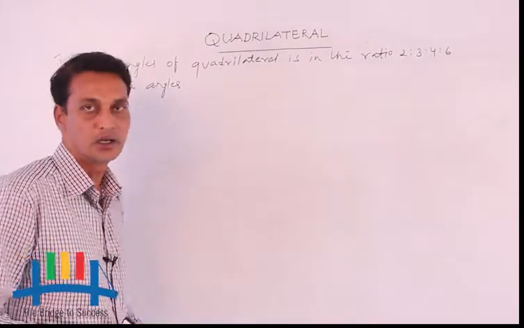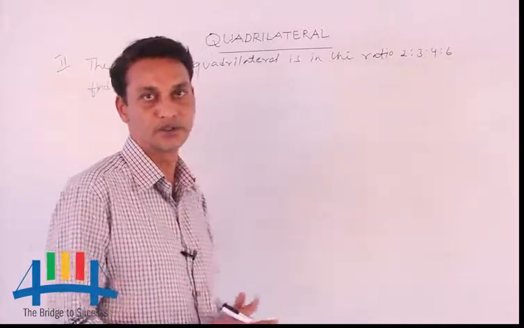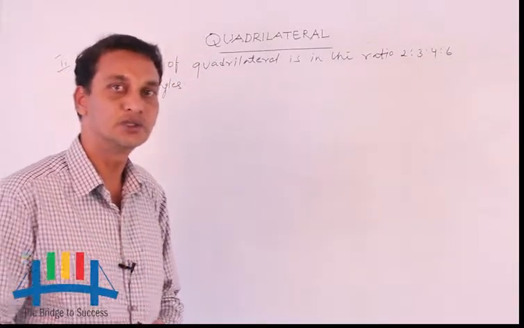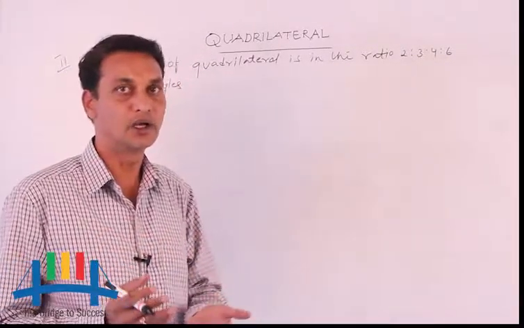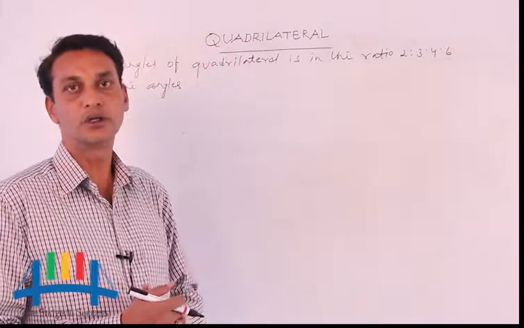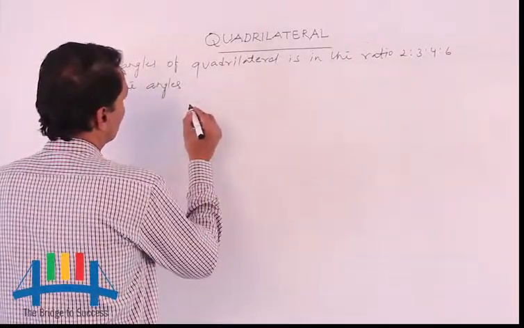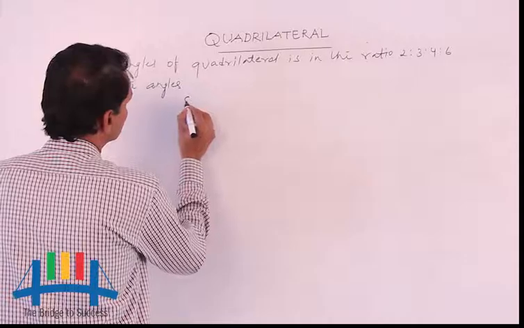The angles of the quadrilateral are given in the ratio 2:3:4:6. In the previous problem it was given in terms of x, and we identified the value of x, but here it is given in terms of ratio. It is 2:3:4:6. We know the sum of the angles in a quadrilateral is equal to how much?